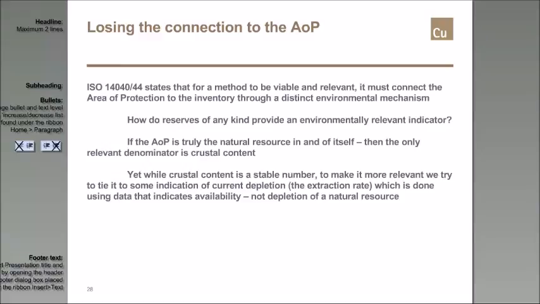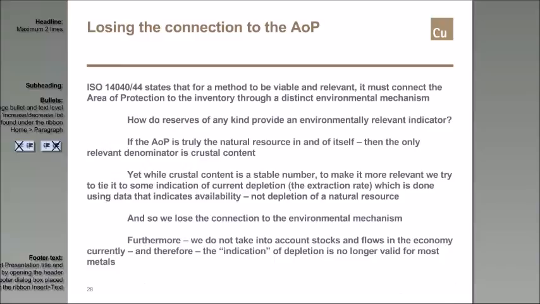And so we end up with this crossing of data at data points that don't make sense. And so we lose the connection to the environmental mechanism. And we don't take into account stocks and flows in the economy currently. And therefore, the indication of depletion is no longer valid for most metals. And really, are we not more concerned about availability? In the long term, what we're more concerned about, certainly in terms of our political decisions and our livelihood decisions, is how long will something be available to us as humans to use as a resource.